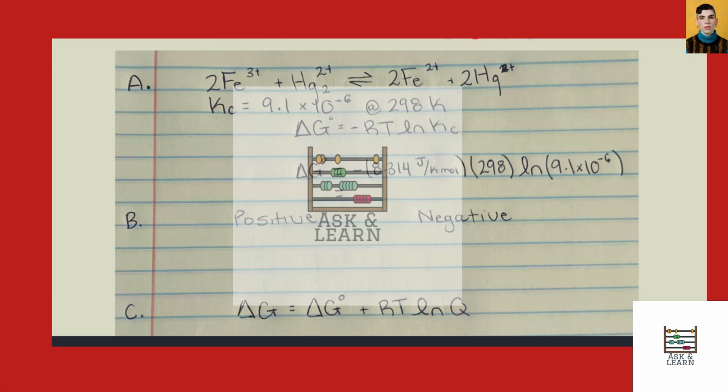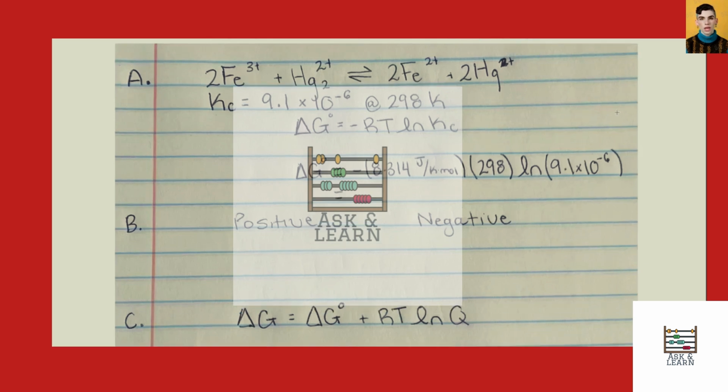Okay, to start this question off, we have our equation here. Let me get my pointer. We have our equation here, and then we have the givens here. So we know Kc is equal to 9.1 times 10 to the negative 6 at 298, and we want to find the delta G standard. So we're going to use this equation right here, and we can just plug all of our knowns in.